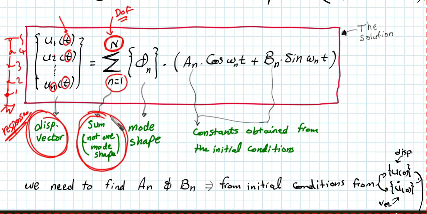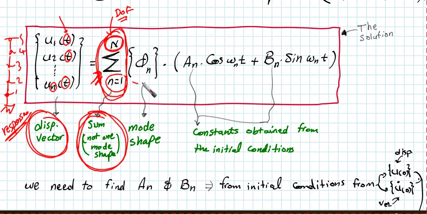This means that if we have different mode shapes, every mode shape is going to contribute to the response of the system. So this is the significance of the summation here. It is additive. We are superimposing the contribution from different mode shapes. Okay, so this is the significance, the meaning, or the interpretation of the summation sign here.